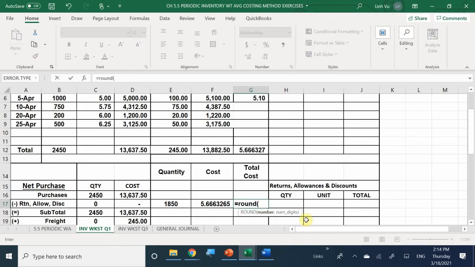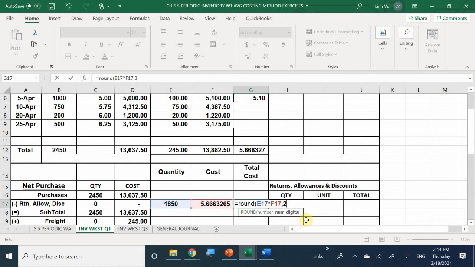Now the first criteria is to enter in your equation. In this case, I want to know what my quantity times my cost per item is. All right. I'm going to end the argument with a comma. Now the second part of the argument is going to ask you, how many decimal places do you want to round this answer to? In this case, I want it to 2 decimal places. Okay, so 2 decimal places is going to give me the nearest penny. And once you do that, you don't need to close parentheses.